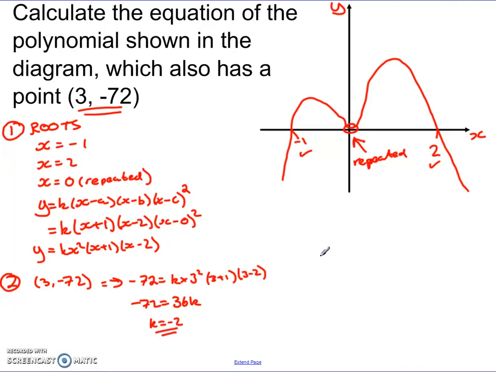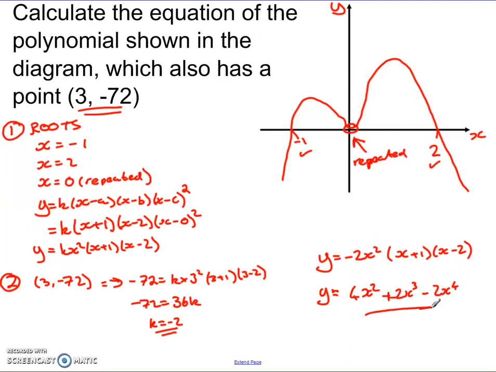So again, I can now put all the bits of information together. I know y = -2x²(x + 1)(x - 2). And that's me got the format for my equation. Now again, I could multiply it out if it asked for it. So if it said without the brackets, an expanded form, that sort of stuff. If I was to do that, I get y = 4x² + 2x³ - 2x⁴. I've written it like this because I'd have a negative at the start, and I don't like that. So there you go. That's how we get that one.